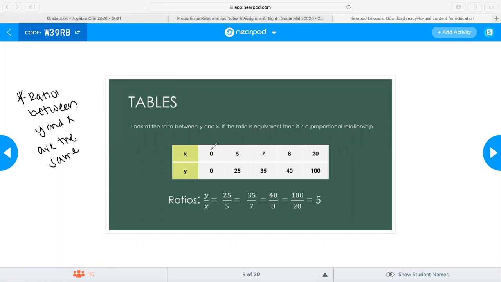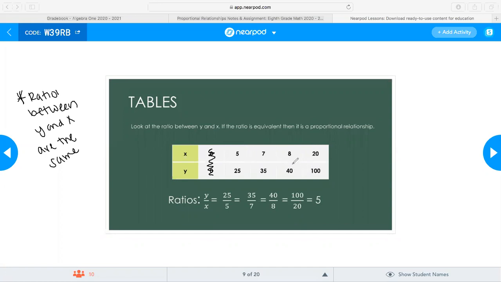So if we look at this table, I'm going to mark this part out real quick. Really quickly, this 0, 0, going through the origin, already tells me that it's proportional. But let's say that it didn't tell me that. When x is 5, y is 25. When x is 7, y is 35. When x is 8, y is 40. When x is 20, y is 100.